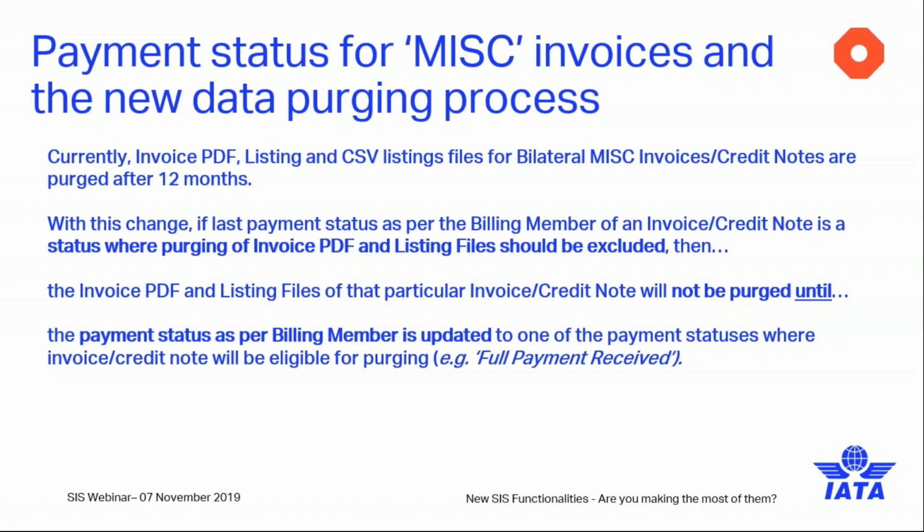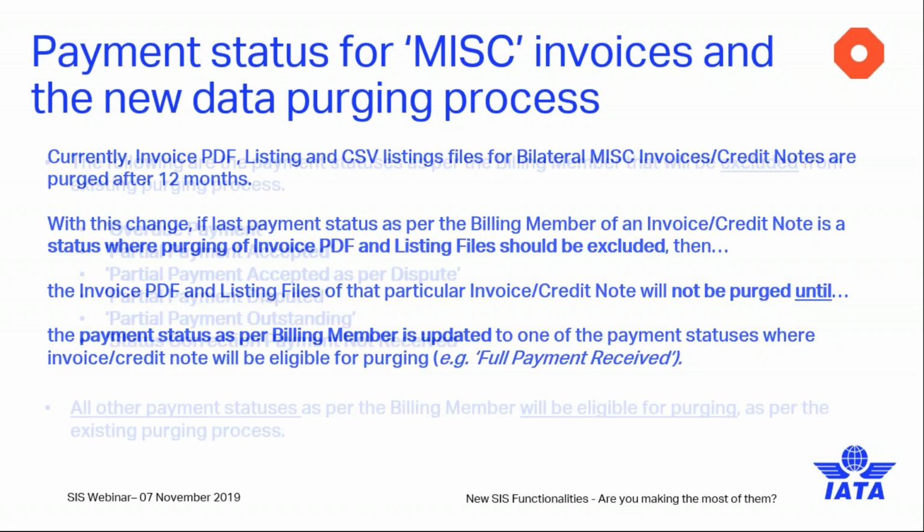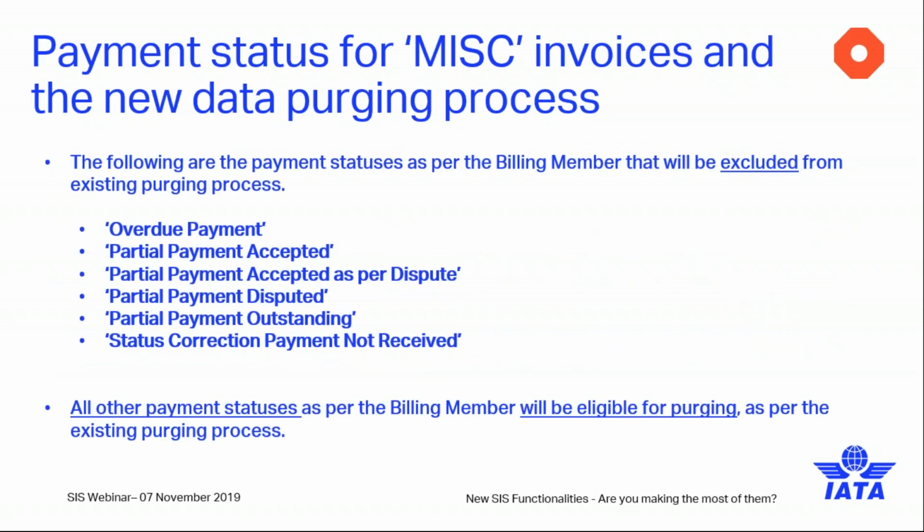So let me just explain this a little bit easier for you. As per the current existing functionality, bilateral miscellaneous invoices and credit notes will be purged after 12 months. If there are payment status updates made by the billing member that include a particular status, and I will show you on the screen, these six statuses will be excluded from the existing and normal 12-month purging process.